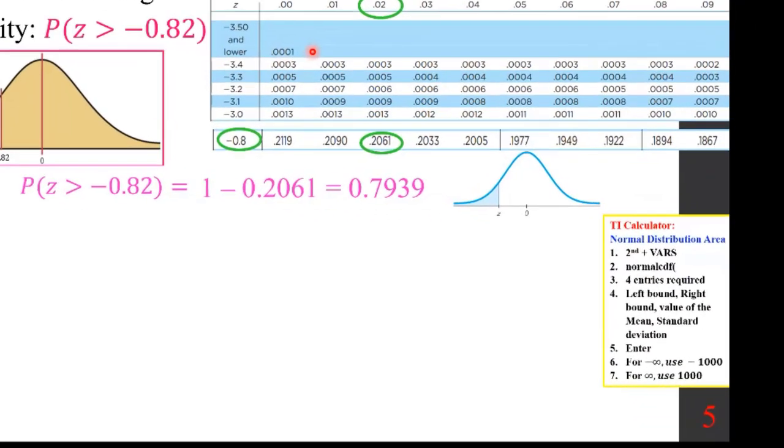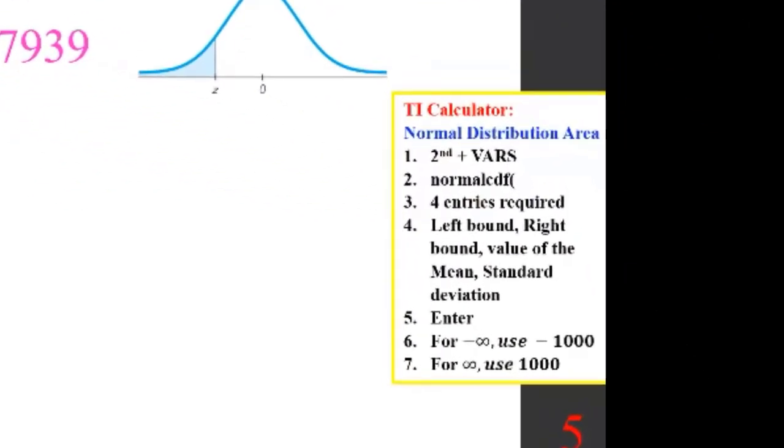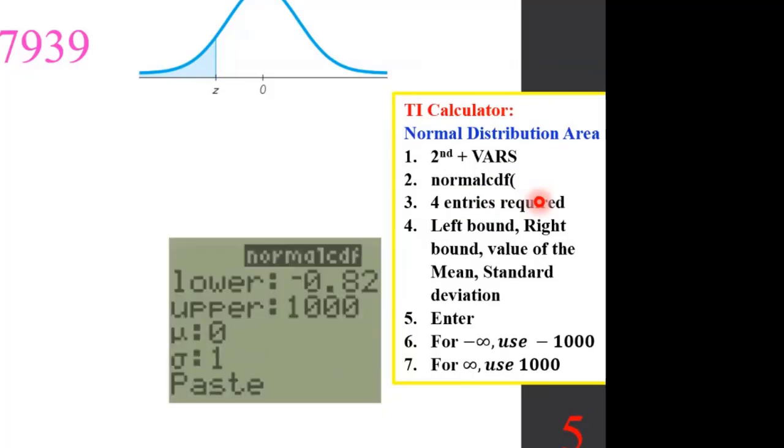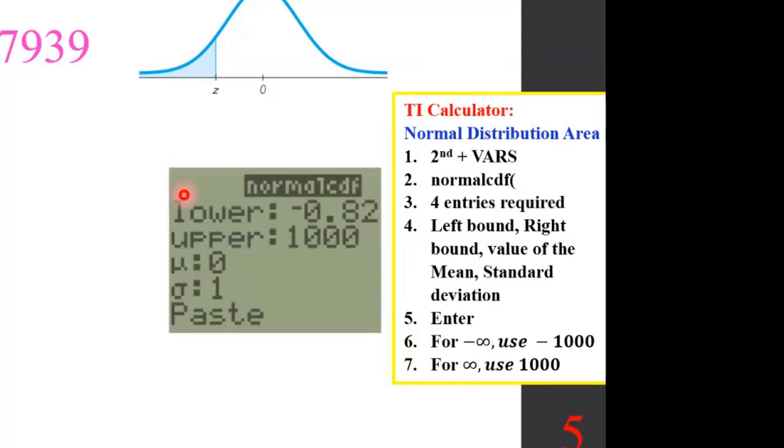As far as the calculator is concerned, we use second vars and normalcdf. We put 4 entries. So the lower entry is negative 0.82. But what about the upper? The upper, they put a huge number normally. And as far as I'm concerned, 1,000 is good enough.